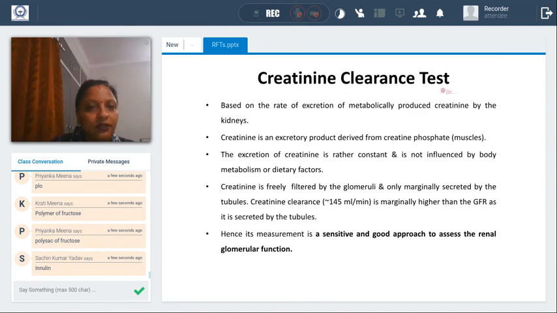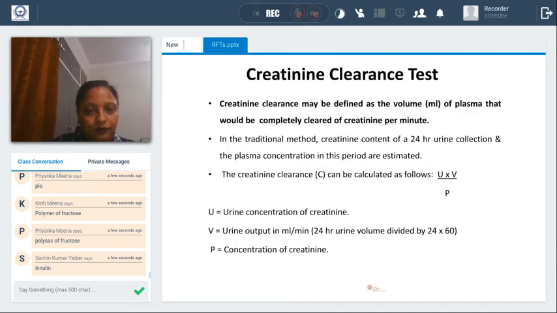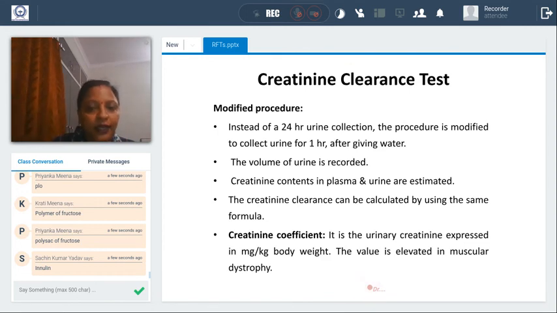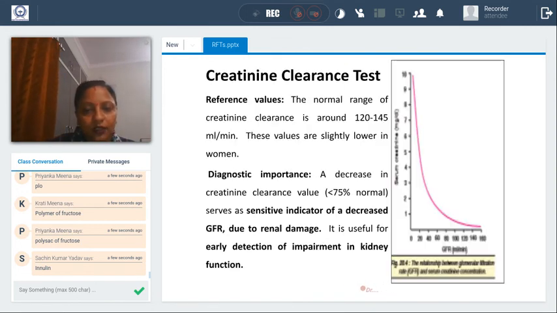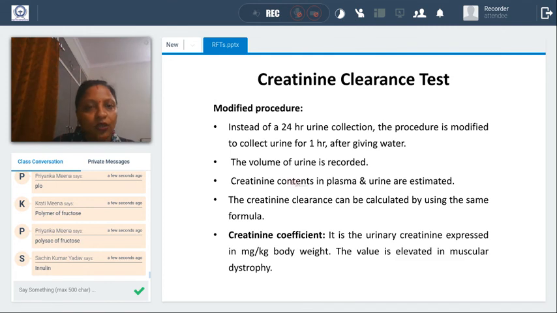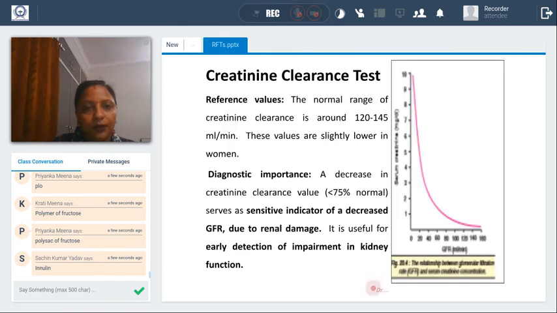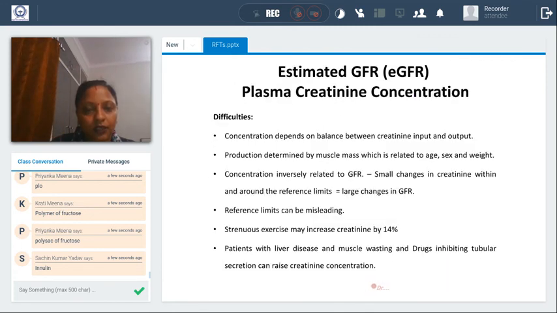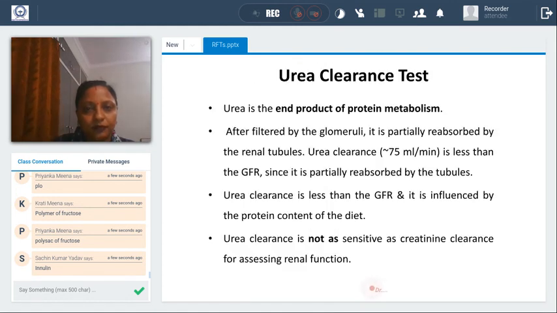What is the creatinine clearance test? It is simply based on the rate of excretion of metabolically produced creatinine by the kidneys, and this is derived from creatine phosphate, you all know. It is a sensitive and good approach to assess the glomerular function. Modified way and traditional way, you all know. In the traditional way, we take 24 hours, and in the modified approach, we will take 1 hour. This is estimated GFR. These are the difficulties.